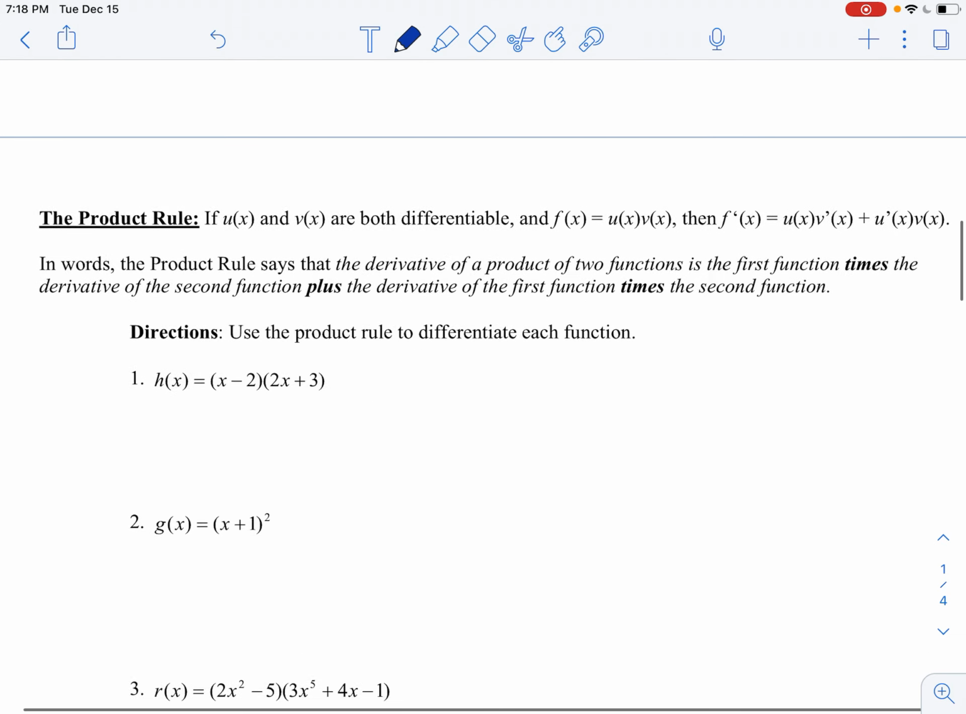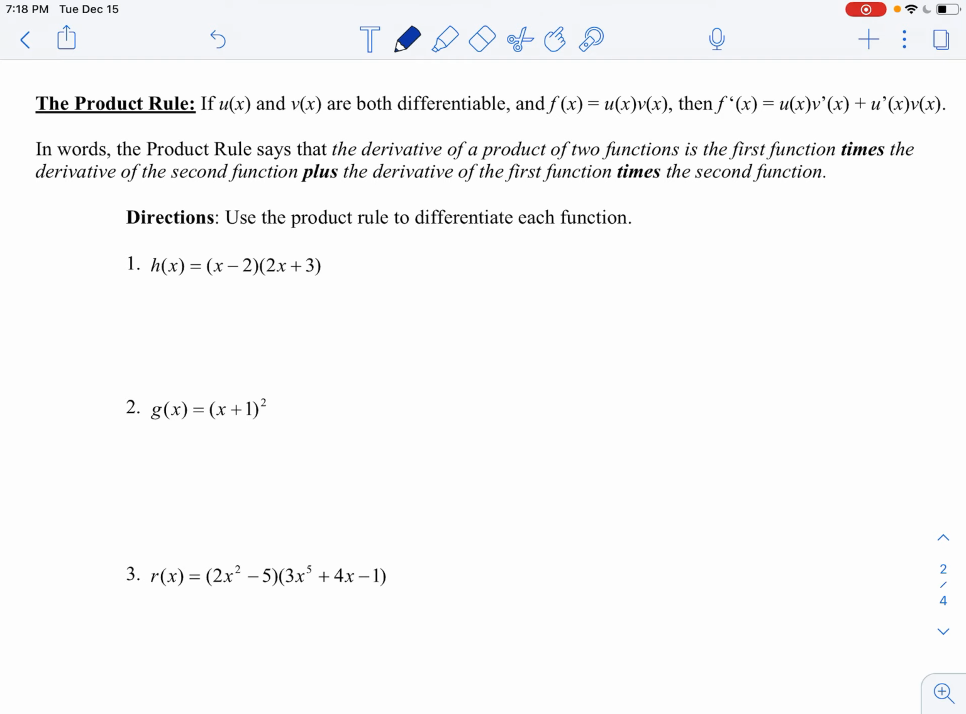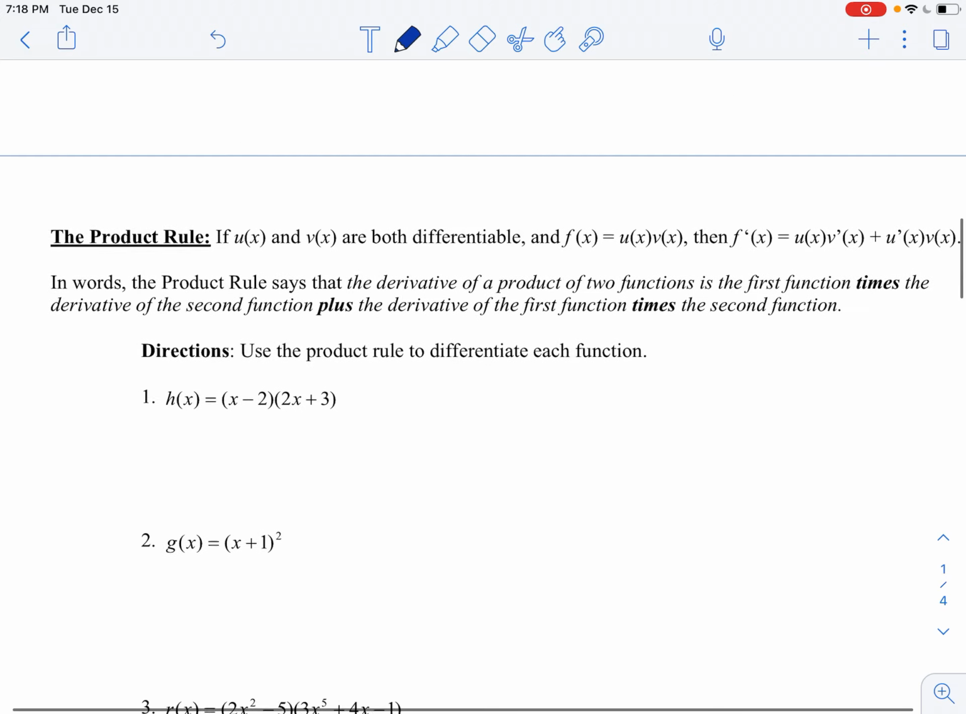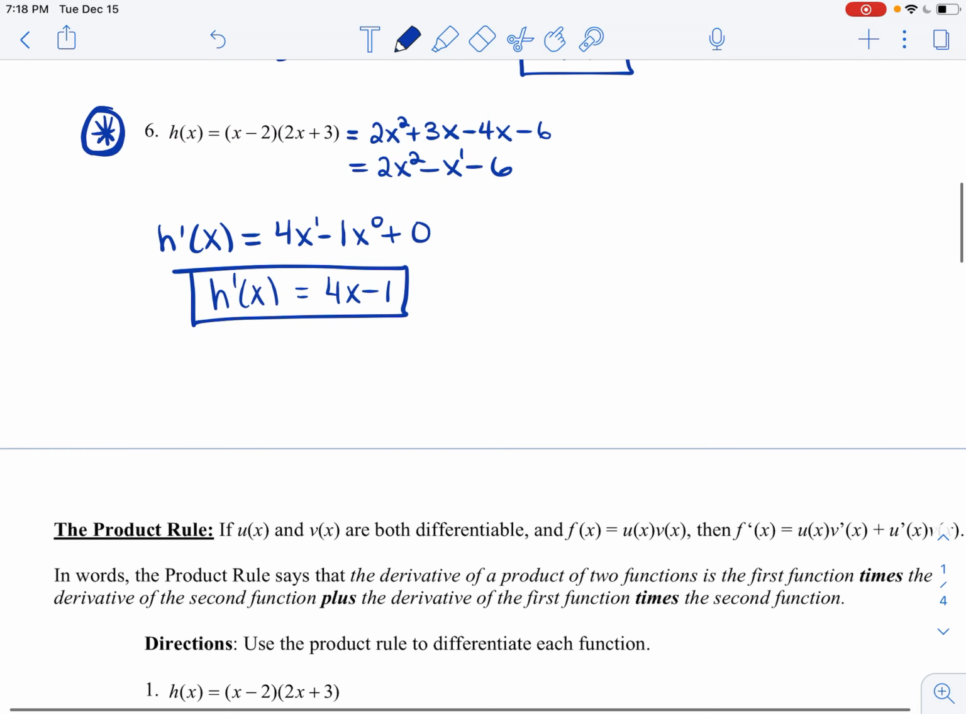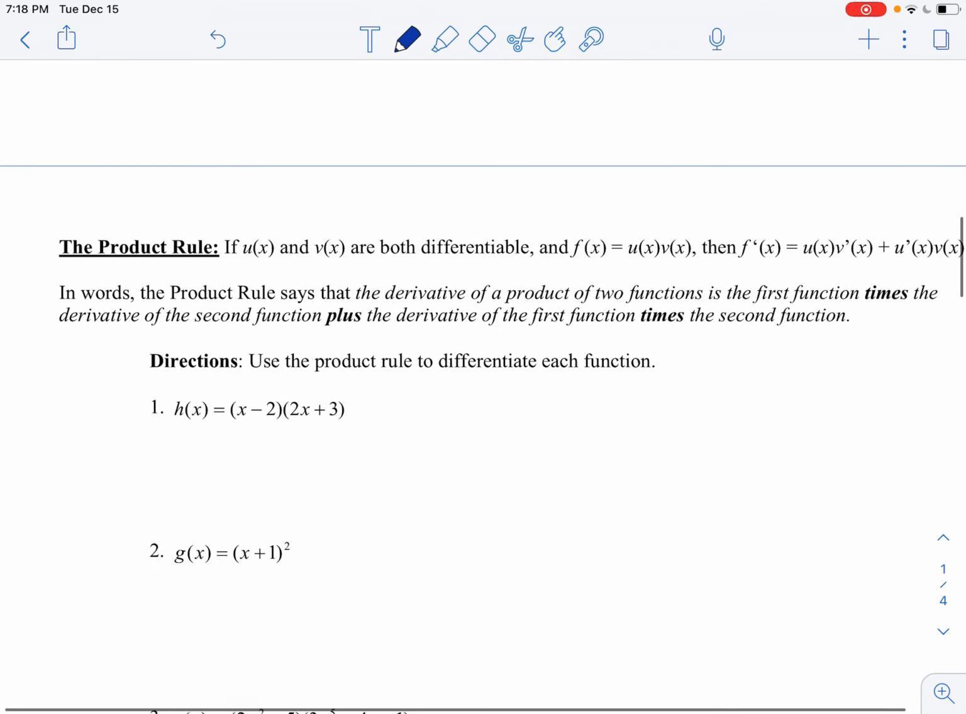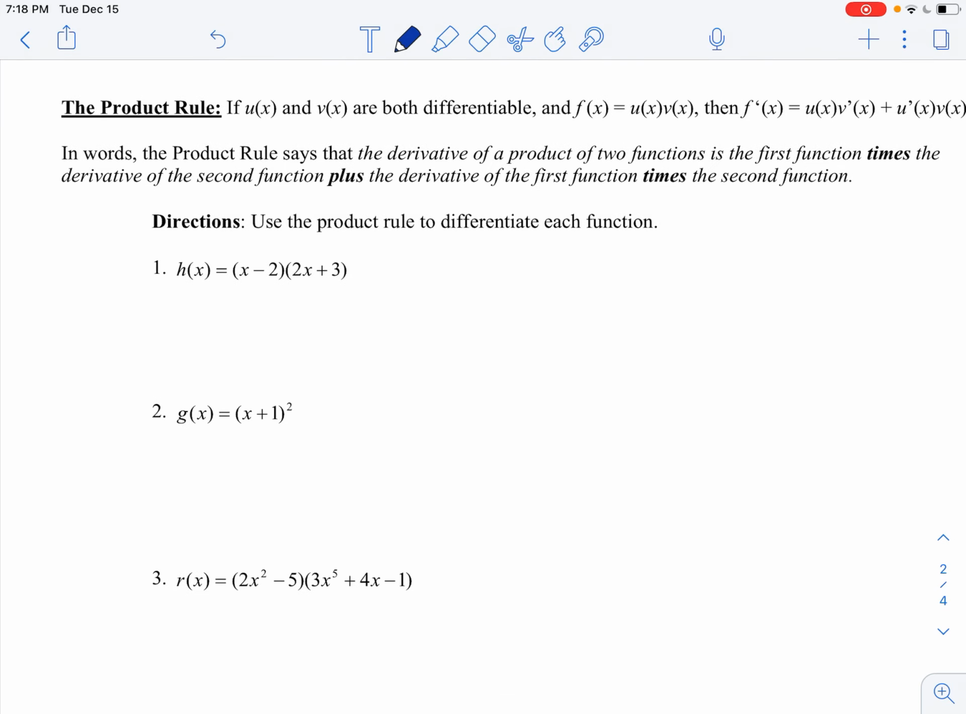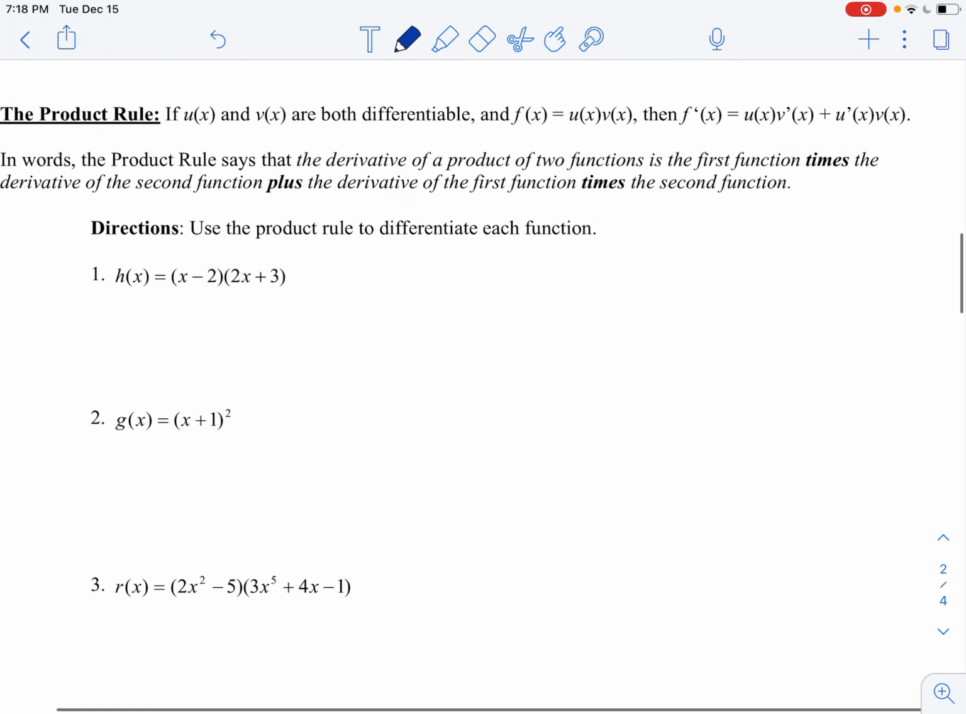So the first new derivative rule that we're going to learn is something called the product rule. What this rule says is if you have a function that is made up of the product of 2 functions, so something like number 6, you can think of x minus 2 as a function and 2x plus 3 as a function. So h of x is really made up of the product of these 2 functions. As long as both of those functions are differentiable, meaning you can take the derivative of them, then the derivative of that function, let's just take this step by step.